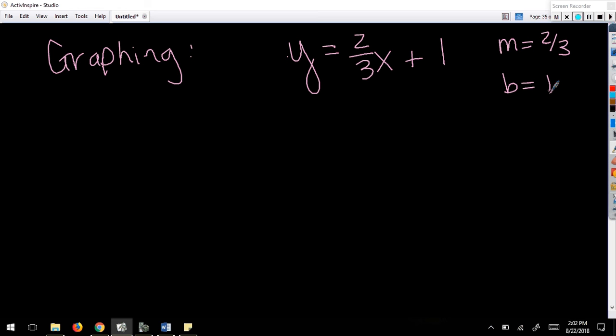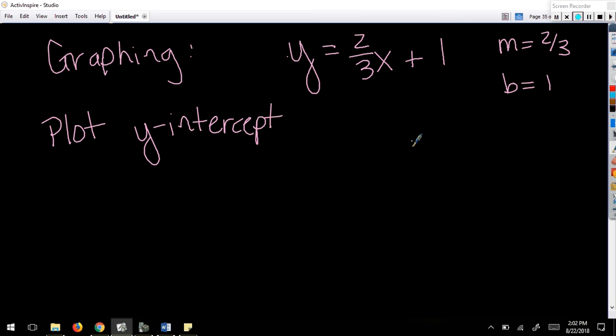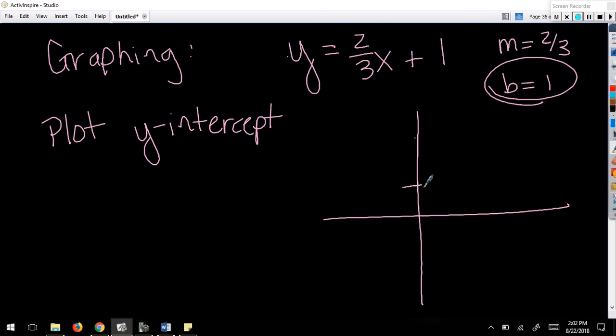So when you graph this, you've got a slope and you've got a y-intercept. What should you do first? What should you graph first? The y-intercept, because then you're going to use the slope for the next point. So I'm going to put a little step here: plot the y-intercept. Okay? Because you need kind of a starting point. So we said the y-intercept was 1, so I'm going to put a point right here.